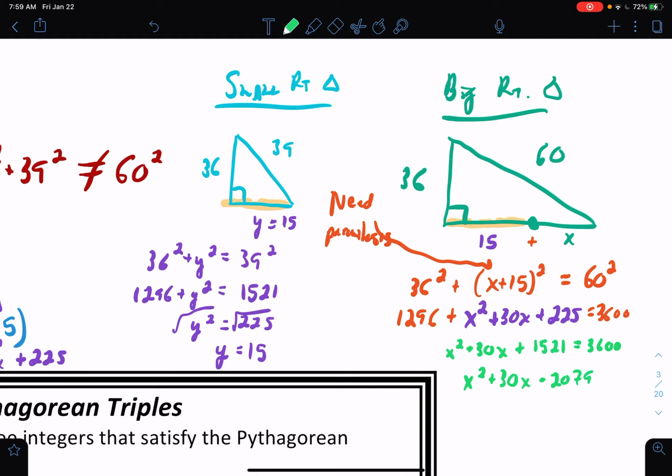So that's x squared plus 30x minus 2,079 equals 0. And I can factor this now. All right, I don't know the factors of 2,079 off the top of my head, so I'm going to use the quadratic formula. x equals negative b plus or minus the square root of b squared minus 4ac.